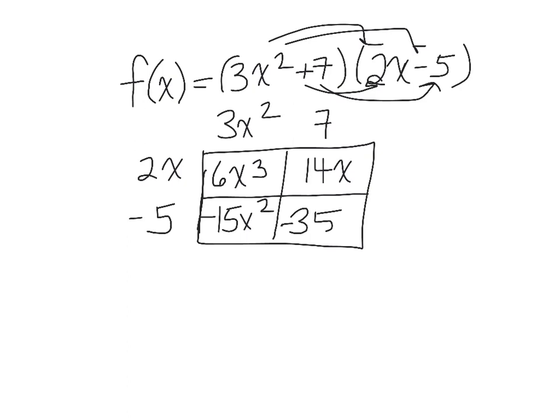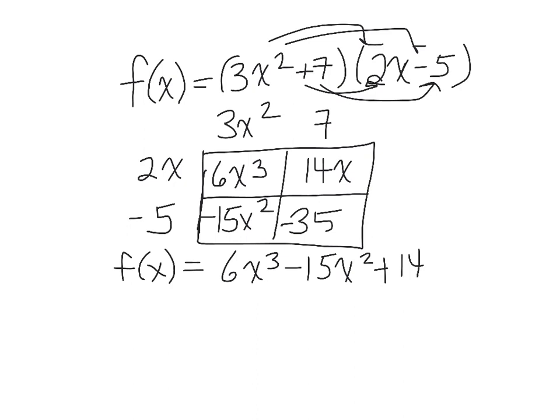If I was to write this now as a complete function, I can't add any of the terms together because they're all unique, but we have 6x cubed minus 15x squared plus 14x minus 35. I'm writing them in decreasing degrees: cubed, squared, x to the 1, and the constant. Now if I take the derivative of this function, I'm going to identify each term. They're just powers, so I'm going to use the power rule.